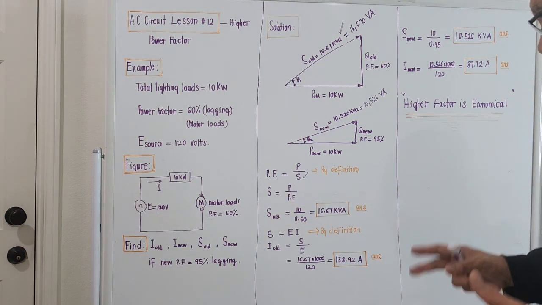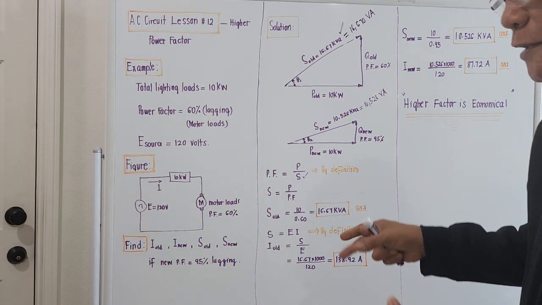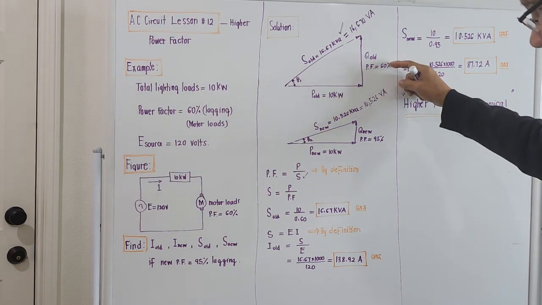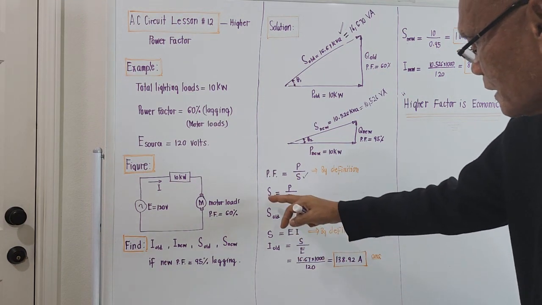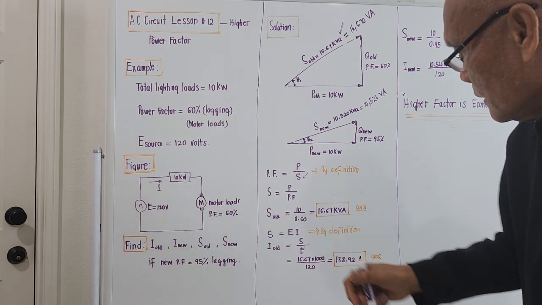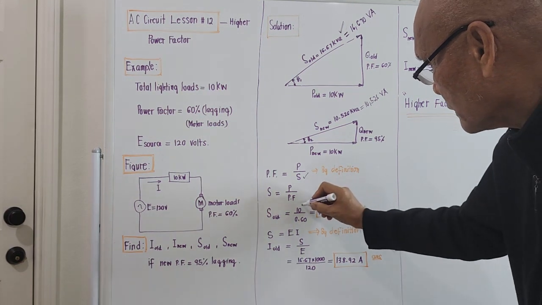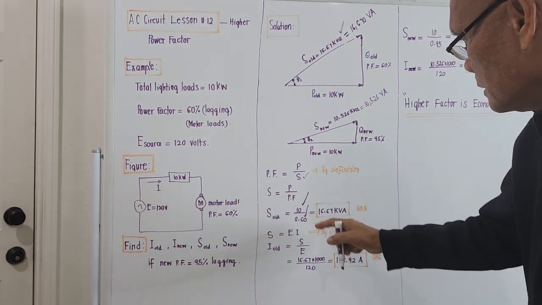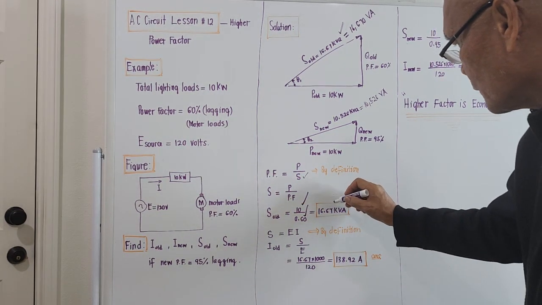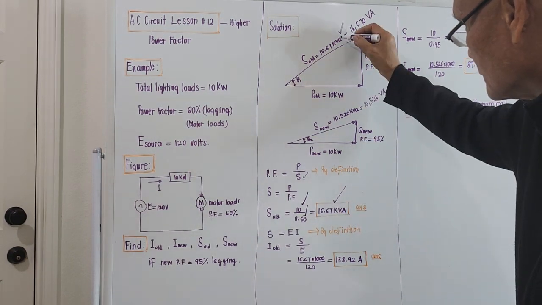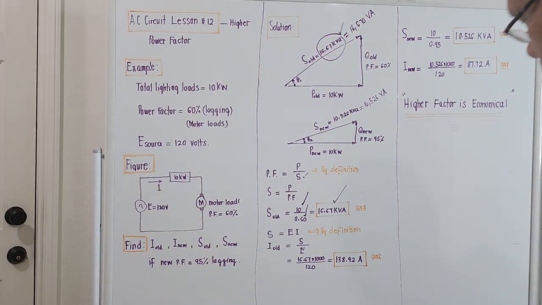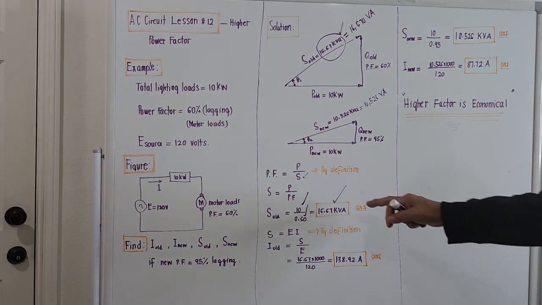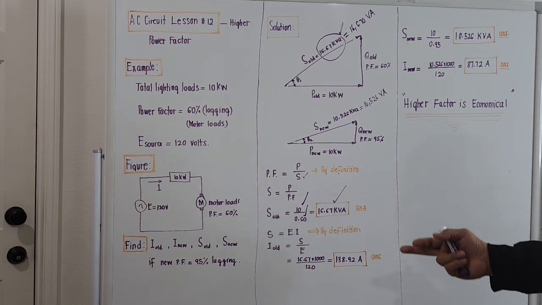Now I will compute the total apparent power when the power factor is 60%. So I will place it here, S with the subscript all. The power is 10 kilowatts, and the original power factor is 60%. So 10 over 0.60 will be 16.67 kVA. It is big, right?